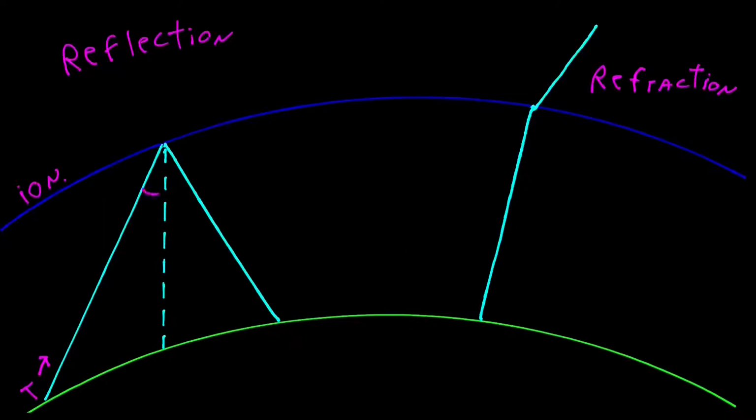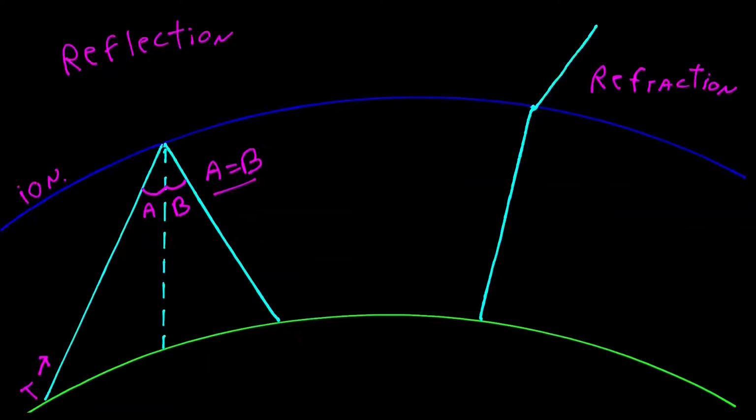And this angle right here, the incident angle, let's call it A, and the reflected angle, let's call that B, are equal. So in reflection, the incident angle is going to be equal to the reflected angle. And that's a reflected radio wave.